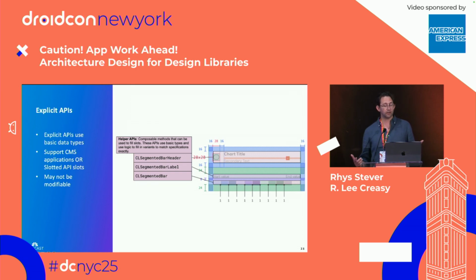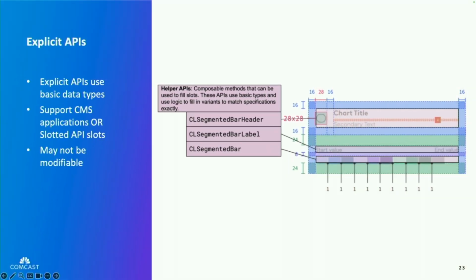And so finally, here's our explicit API. Explicit APIs we like to use with basic data types to support CMS applications, or when we're supporting our slotted APIs, we provide what we call helper APIs, helper methods. In this example, the header and the label are existing components in our library that engineers and designers can use as a sort of shortcut and plug right into the component slots.